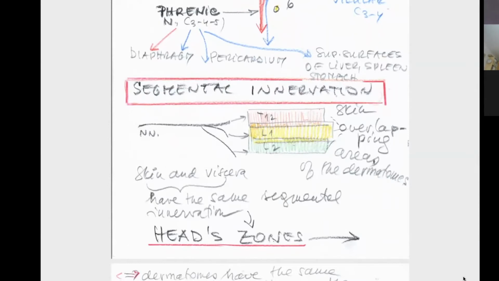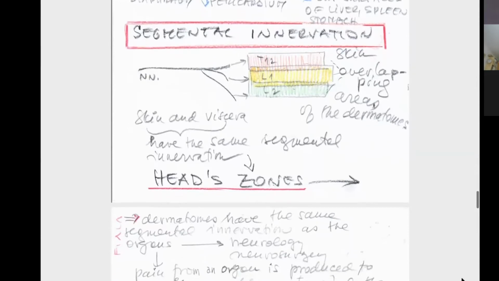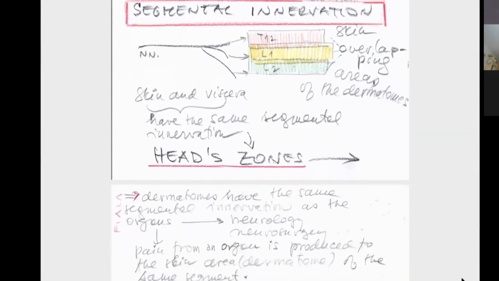Yes, they are not strictly defined areas on the skin, but very important information for the neurologist is to know the position and size of the dermatomes, because they know exactly where the pain from the organs is projected. So then below that you see the skin and viscera have the same segmental innervation, and we use a special name as zones.